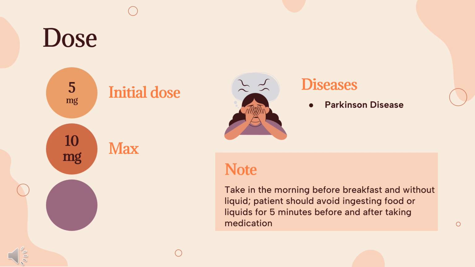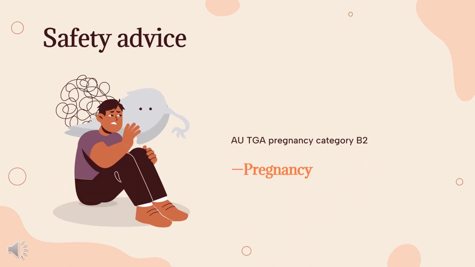Orally disintegrating, with levodopa/carbidopa: initial 1.25 mg PO daily, may increase after 6 weeks if inadequate response, no more than 2.5 mg per day. Do not swallow. Taken in the morning before breakfast and without liquid, patient should avoid ingesting food or liquids for 5 minutes before and after taking medication. Safety advice.